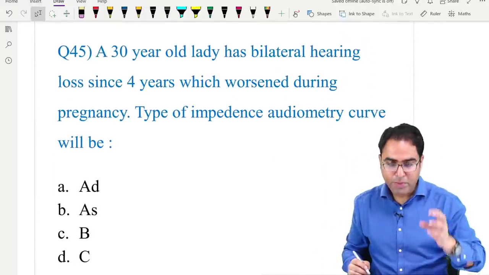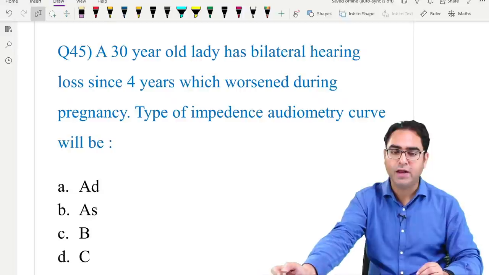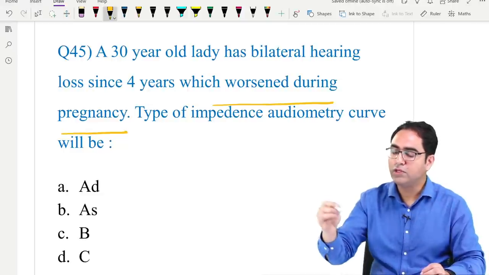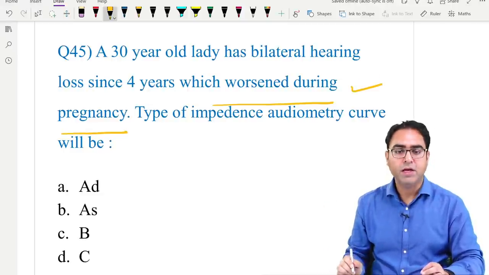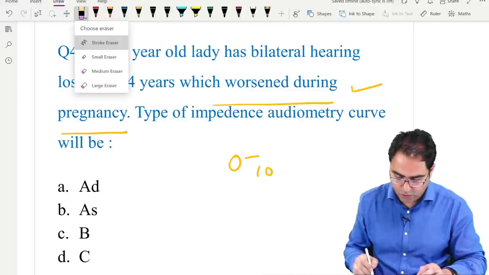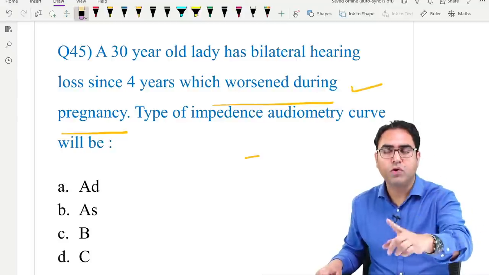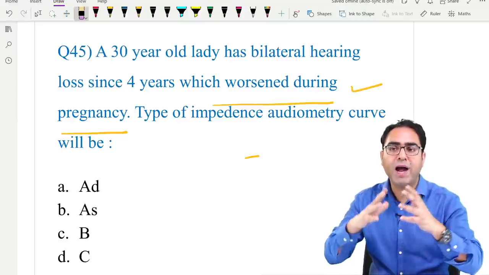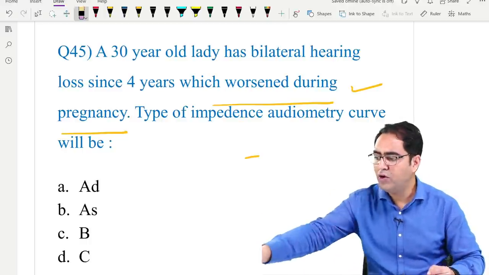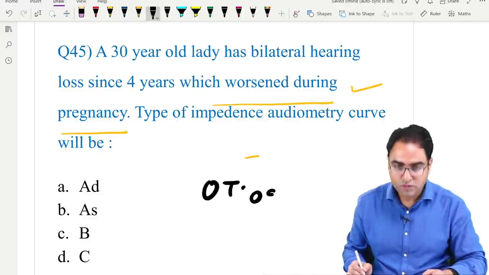Now, 45th question. A 30-year-old lady has bilateral hearing loss, which worsened during pregnancy, beta. This is the biggest clue of otosclerosis, my dear friend. Otosclerosis is more common in young females in the childbearing age group. It's a bilateral disease and the hearing loss worsens during pregnancy. That is the definite hint of otosclerosis, my dear friend.